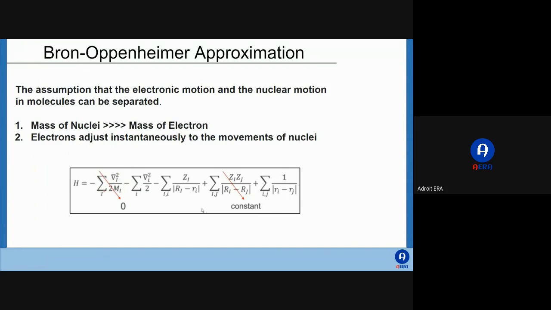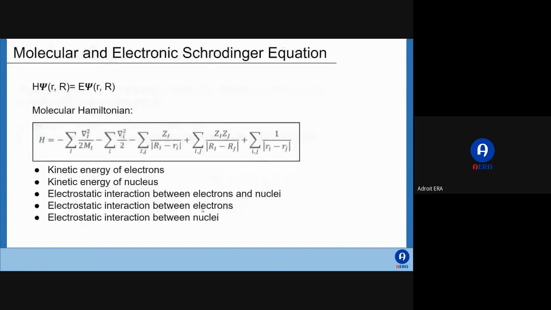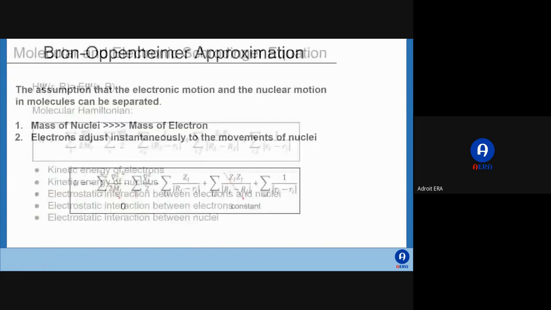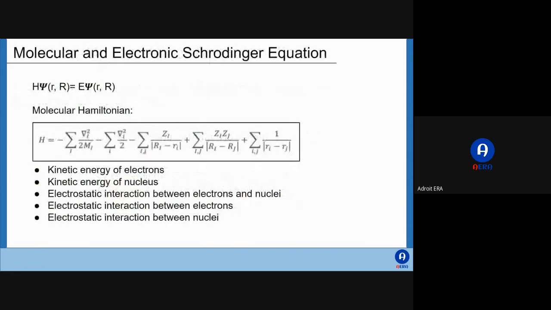For example, if you want to write the electronic Hamiltonian of a particular molecule, then you don't need to consider the kinetic energy of the electrons, and you also don't need to consider the electrostatic interaction between electrons. You only consider the kinetic energy of nuclei, the electrostatic interaction between electrons and nuclei, and the electrostatic interaction between nuclei.